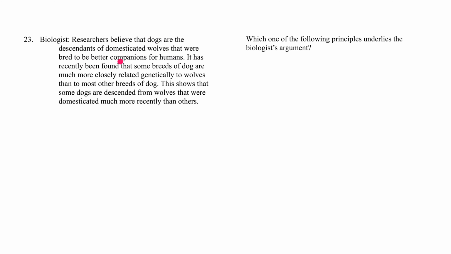Fine. It has recently been found that some breeds of dogs are much more closely related genetically to wolves than to most other breeds of dogs. Now, this is the first sentence I want to turn our attention to. Okay, this is statement 1, and in fact, I'm going to call this P1. I would encourage you to just pause right now and try to map this out yourself. The clue is that this is a comparative statement. I want to know how you understand this comparative statement. What's being compared to what, on what feature, who, quote unquote, wins.